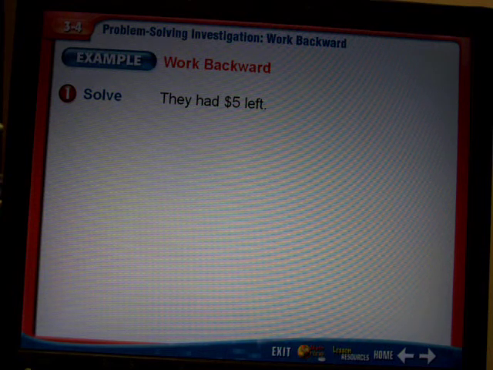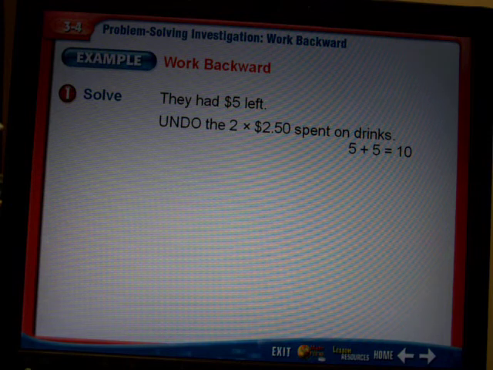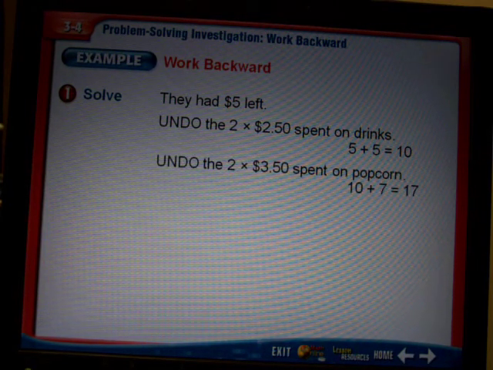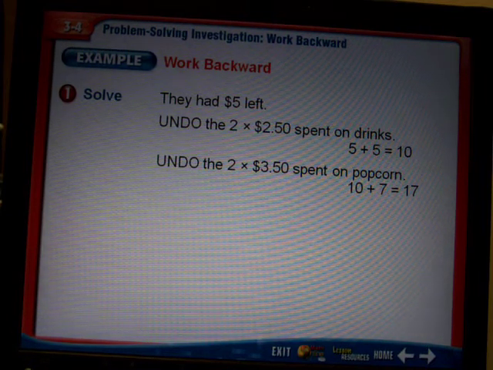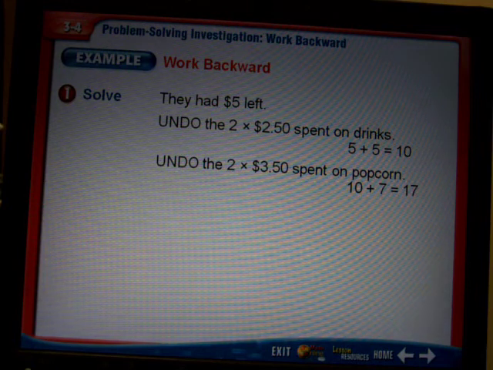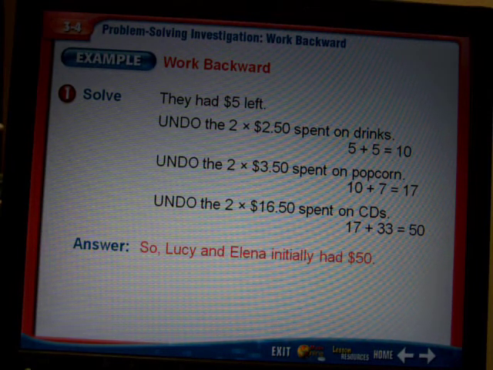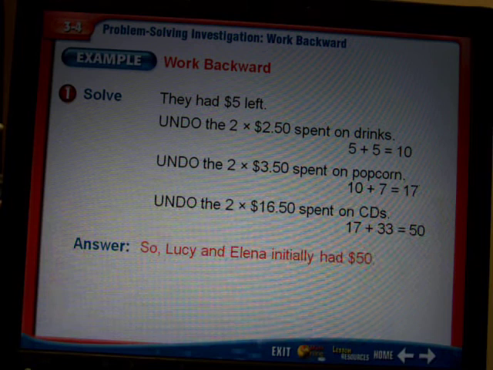So we're going to start with $5 left. We're going to undo the $2 times $2.50 spent on drinks. So right now they've spent so far $10. We're going to do the $3.50 that they spent on popcorn, which is $7. So now we're going to add that to our initial $10 amount. And then we're going to take the $16.50 that they spent on CDs, which is $33. We're going to add that to the $17 that we had previously. And so they initially had $50.